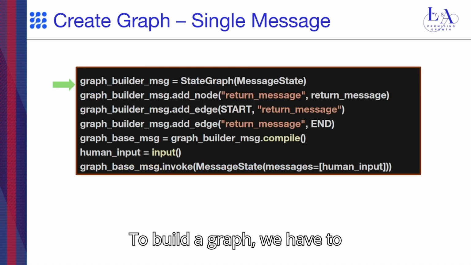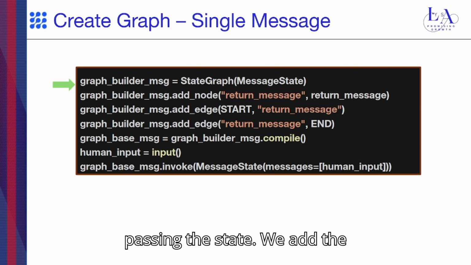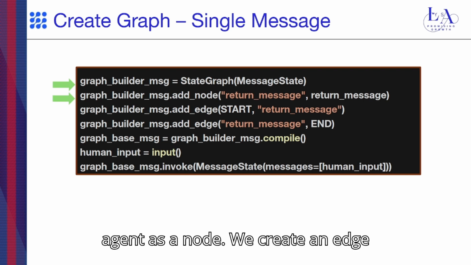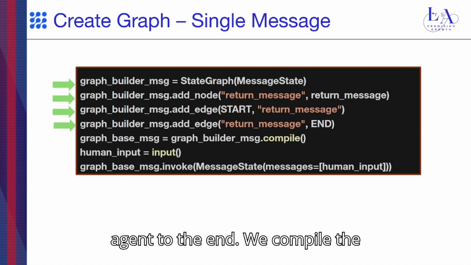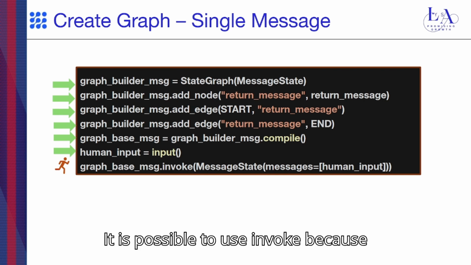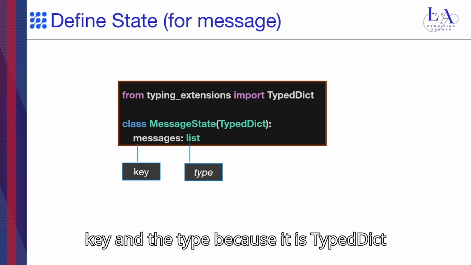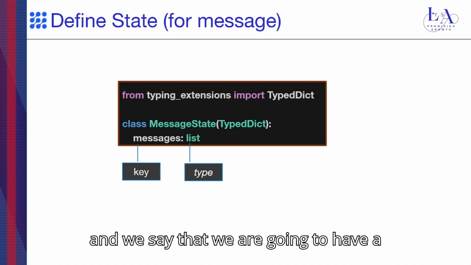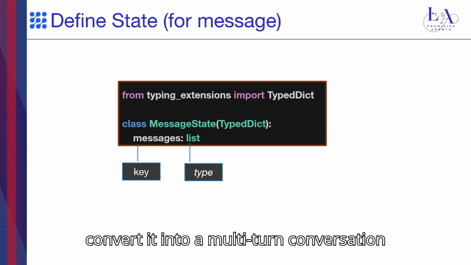To build a graph, we have to first create an object for StateGraph by passing the state. We add the agent as a node. We create an edge from start to the agent and from the agent to the end. We compile the graph. It is possible to use invoke because the compiled graph implements a runnable interface. The state has to have the key and the type because it is a TypedDict, and we say that we are going to have a list of messages because we are going to convert it into a multi-turn conversation.